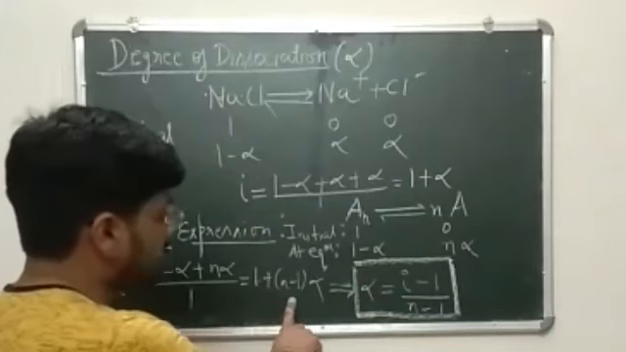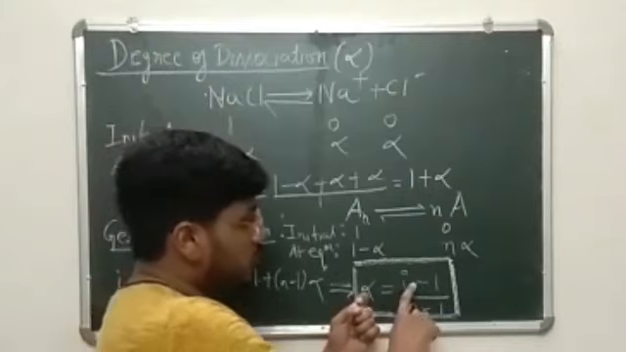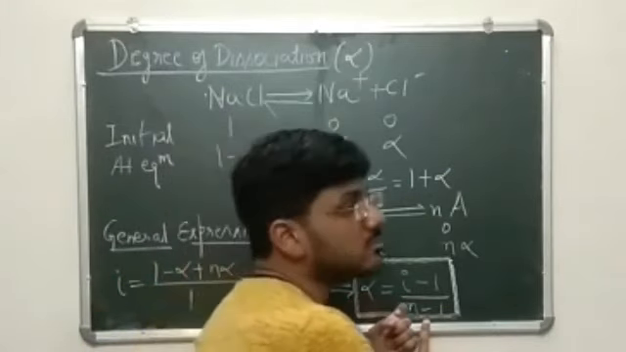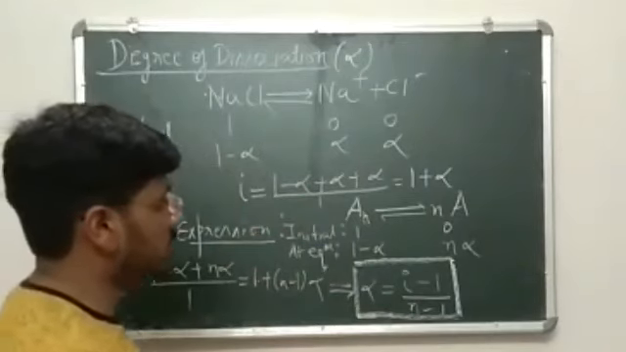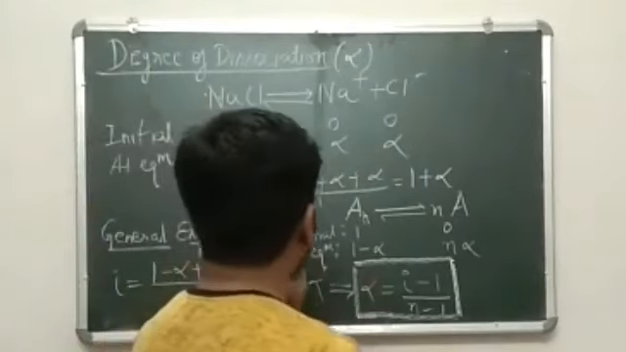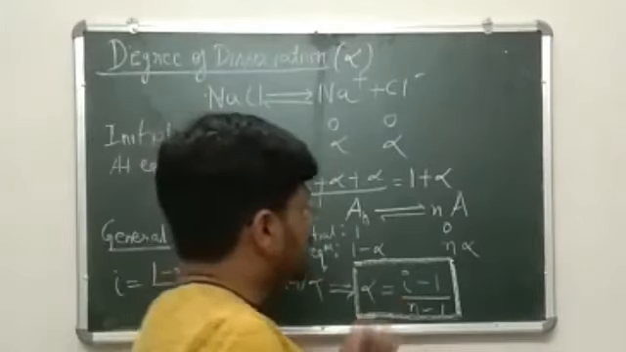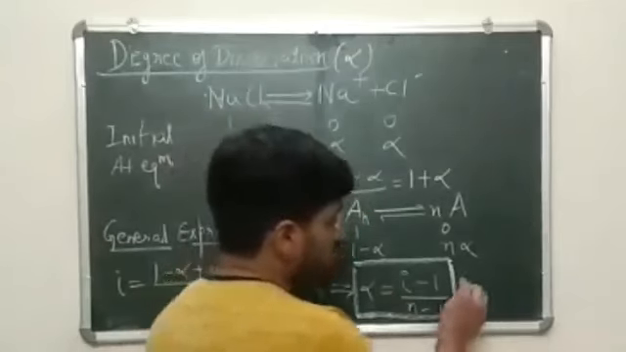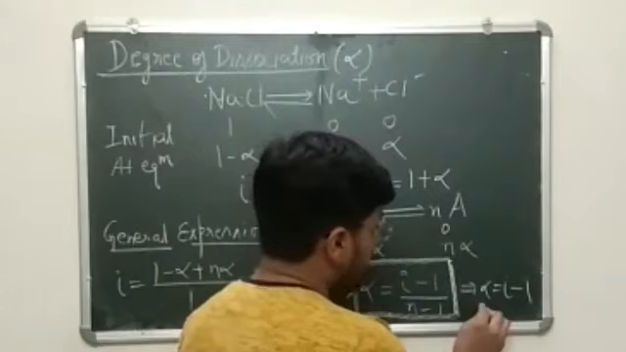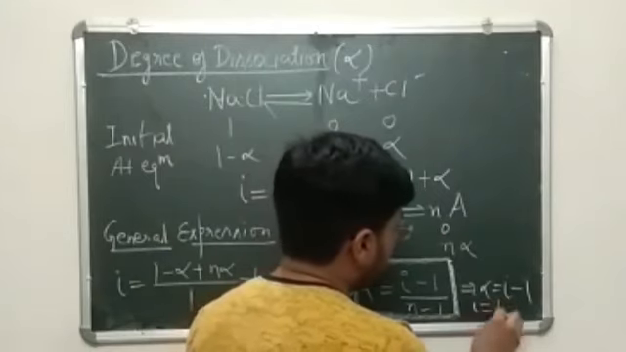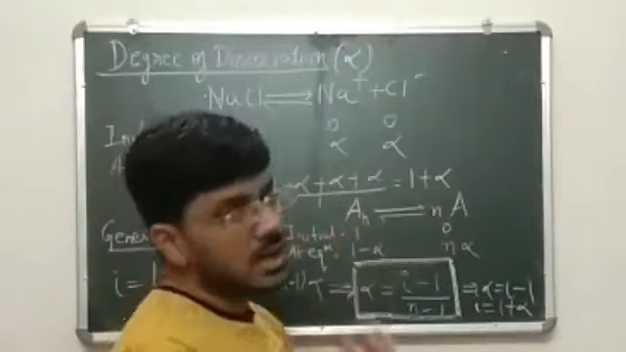So we get the general expression for the degree of dissociation alpha, which is the ratio of iota minus 1 divided by n minus 1, where n is the number of particles of solute undergoing dissociation or association. For example, in the case of NaCl electrolyte, n is 2. So alpha is equal to iota minus 1 in the case of NaCl, or we can say that iota is equal to 1 plus alpha, which we have calculated here.